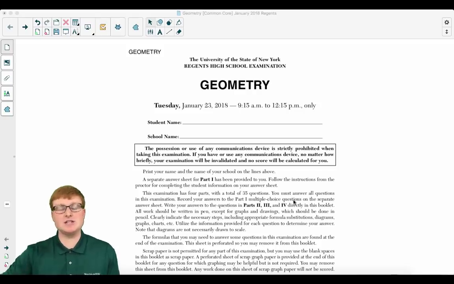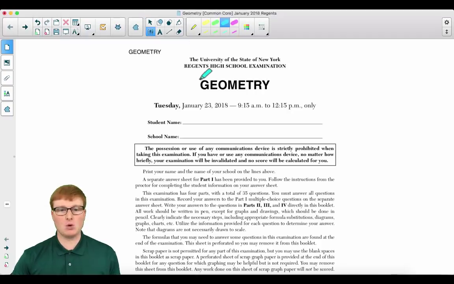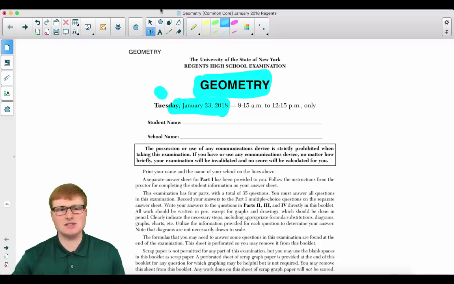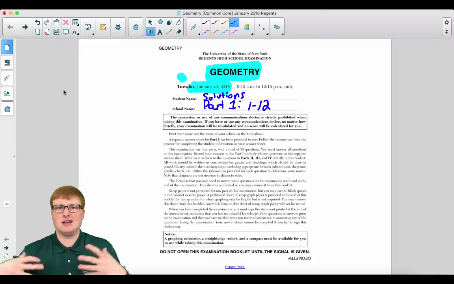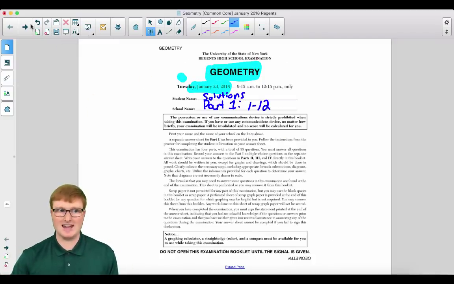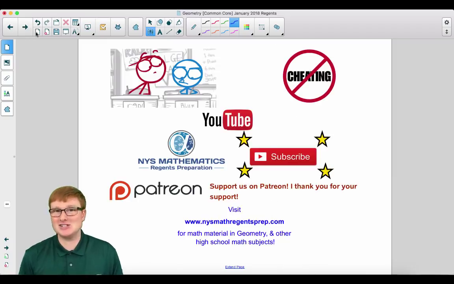Here we go, geometry students. This is the January 2018 Regents exam for Geometry Common Core. Let's take a look at this exam. These are going to be the solutions to Part 1, the multiple choice questions, questions 1 through 12 of this exam. Without further ado, as usual, over and over again, please do not cheat off of this video.